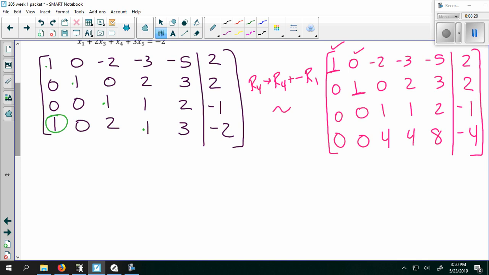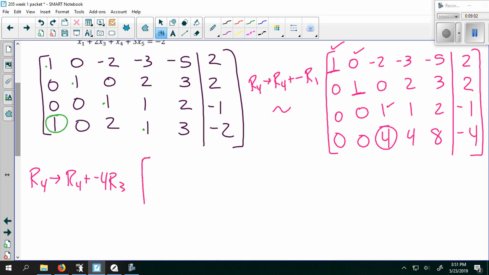Okay, column 3, I have a 1 in the 3rd row, so I want to knock out that 4 that's beneath it. So I'm going to do row 4 is what needs to change. So row 4 plus -4 row 3. I'm working on column 3, so I use row 3 to knock out everything below row 3. So this is row 4 plus -4 row 3.